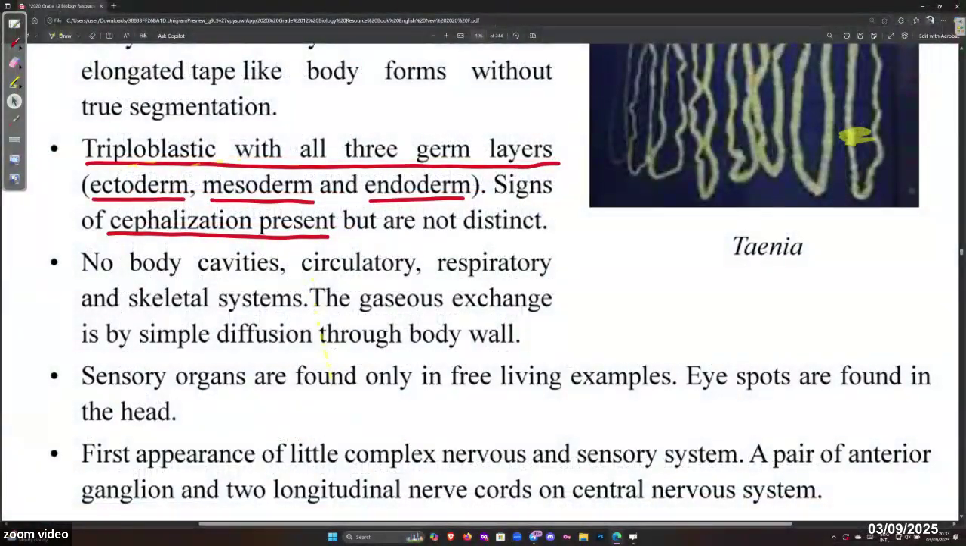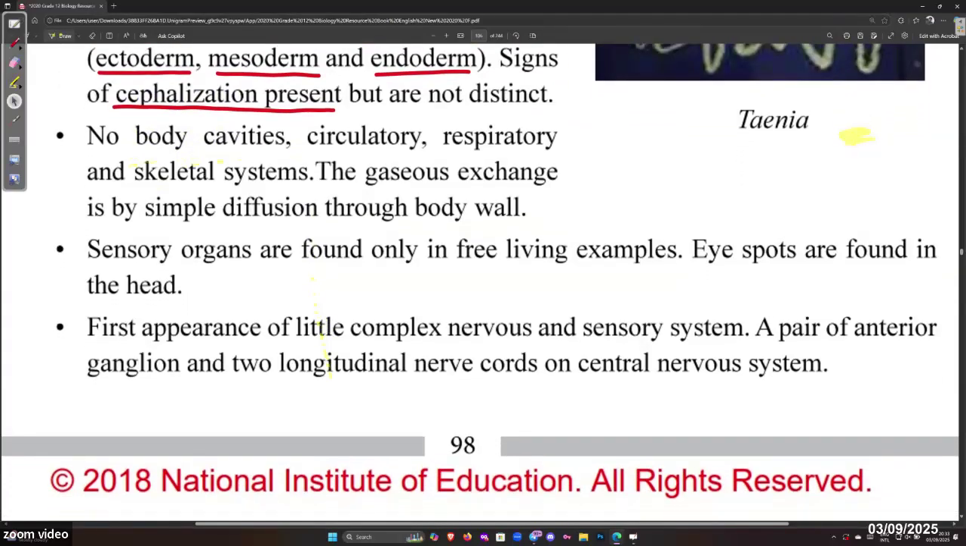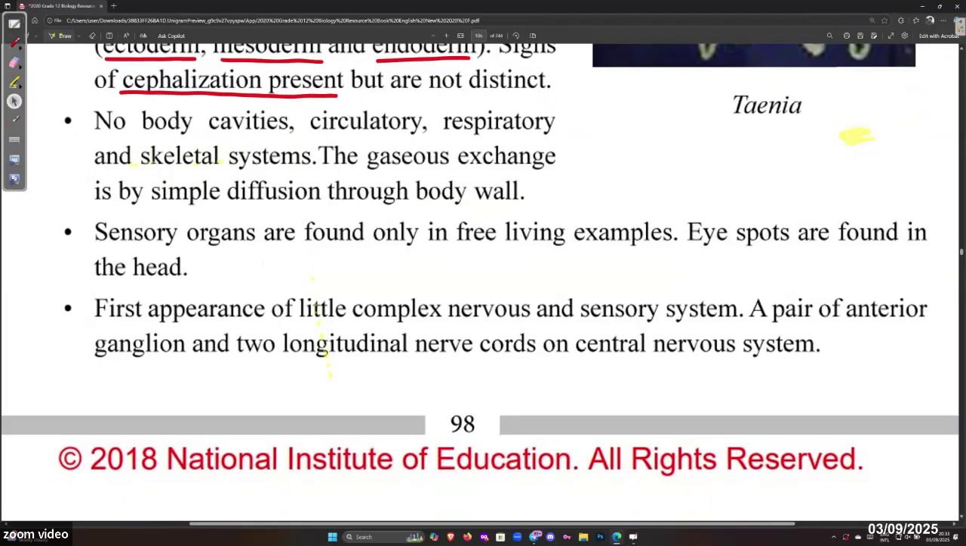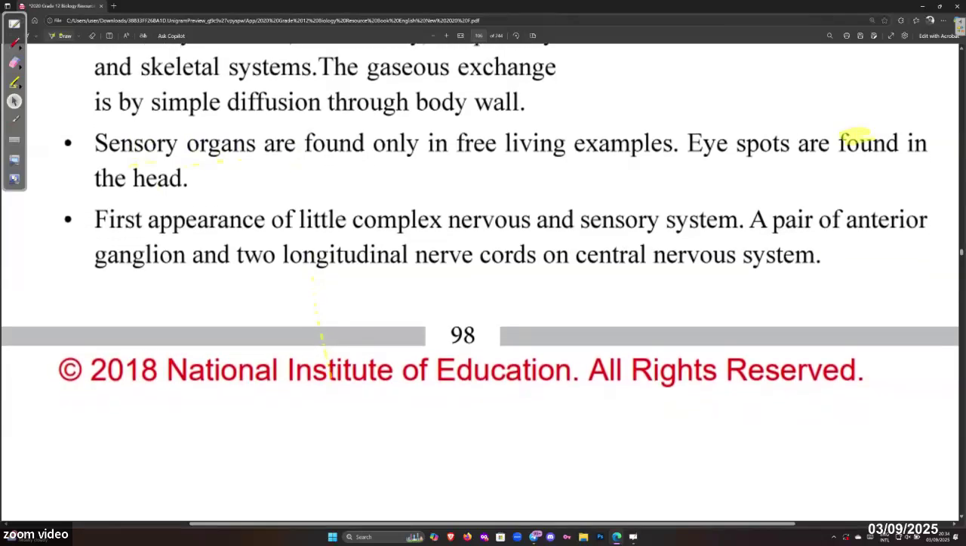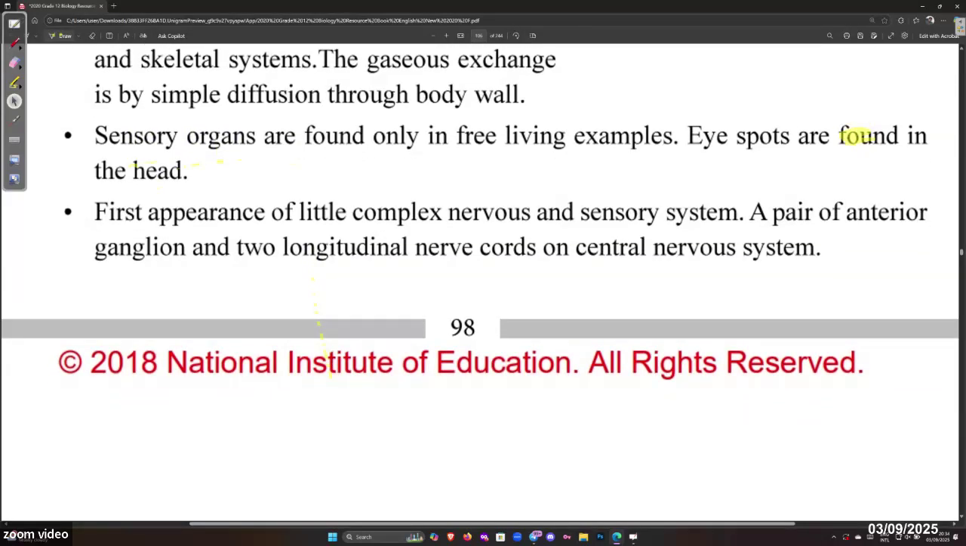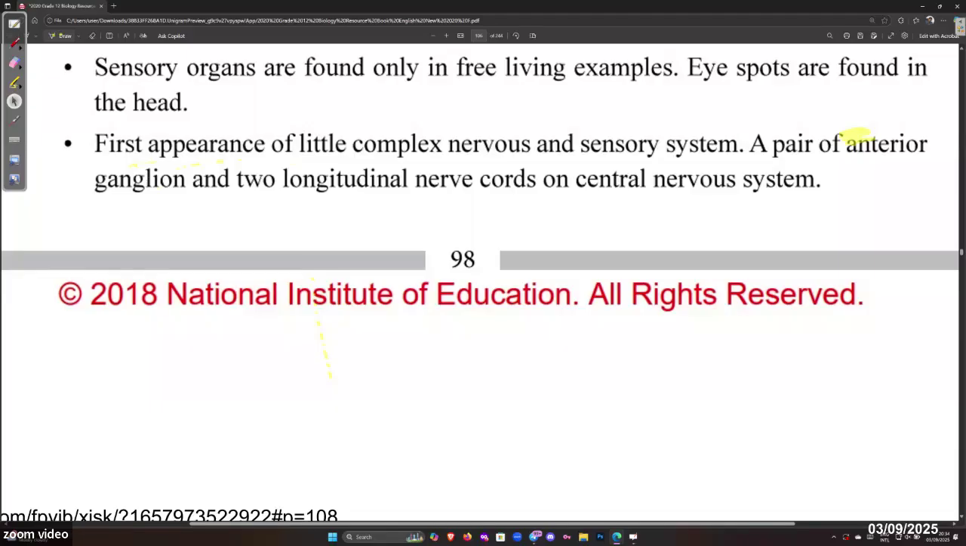Look at these, people. No body cavity, no circulatory, no respiratory, and no skeletal systems. The gases are exchanged by simple diffusion. Sensory organs are found only in free-living examples, eye spots available. First appearance of a little complex nervous system and sensory system. This is important.